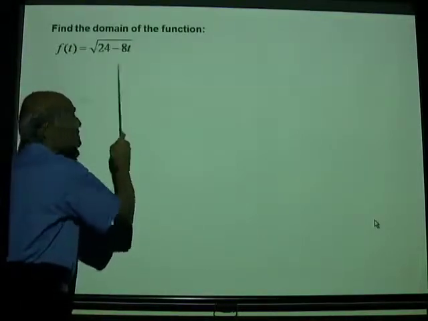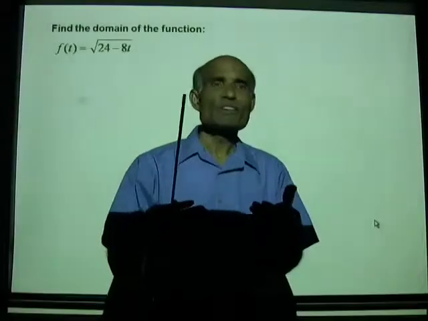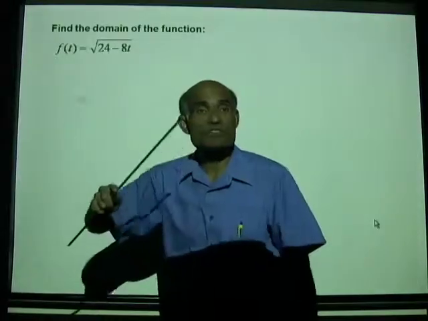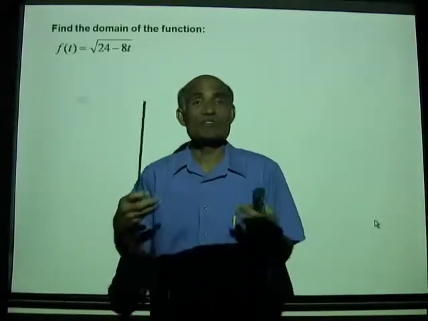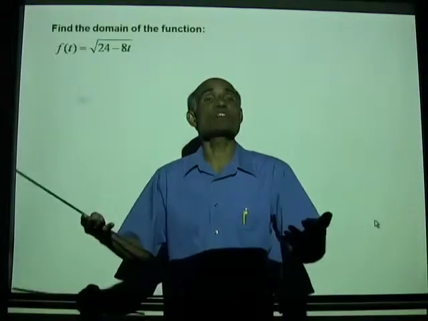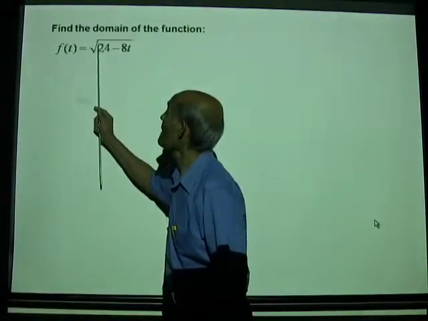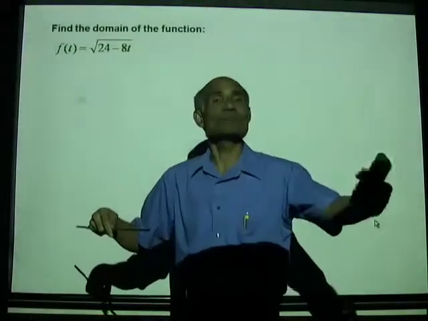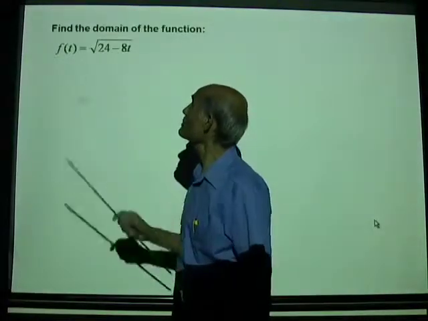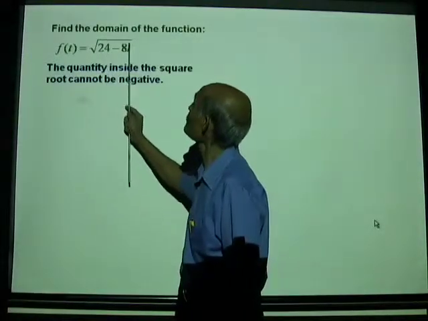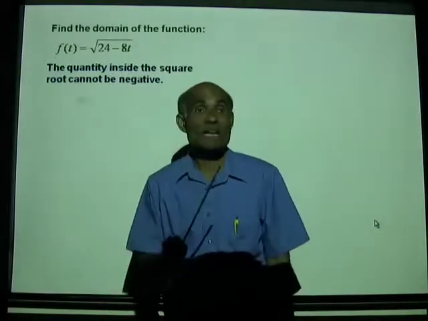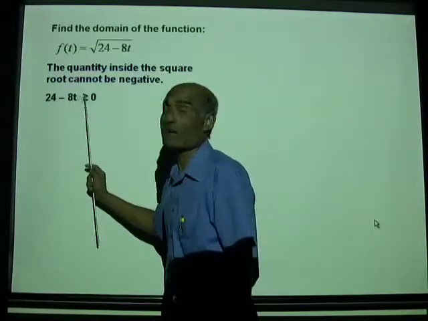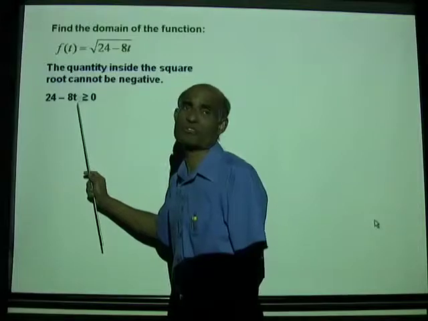Now, what is the restriction here? You need to look for restrictions if there are any in the function. Now, here the restriction is we have a square root. And you know that square root of a negative number is undefined. That means the value of 24 minus 8t has to be greater than or equal to 0. So, first thing we do is, we say the quantity inside the square root cannot be negative. It has to be greater than or equal to 0. There you are. And now solve this inequality. You know how to do that.